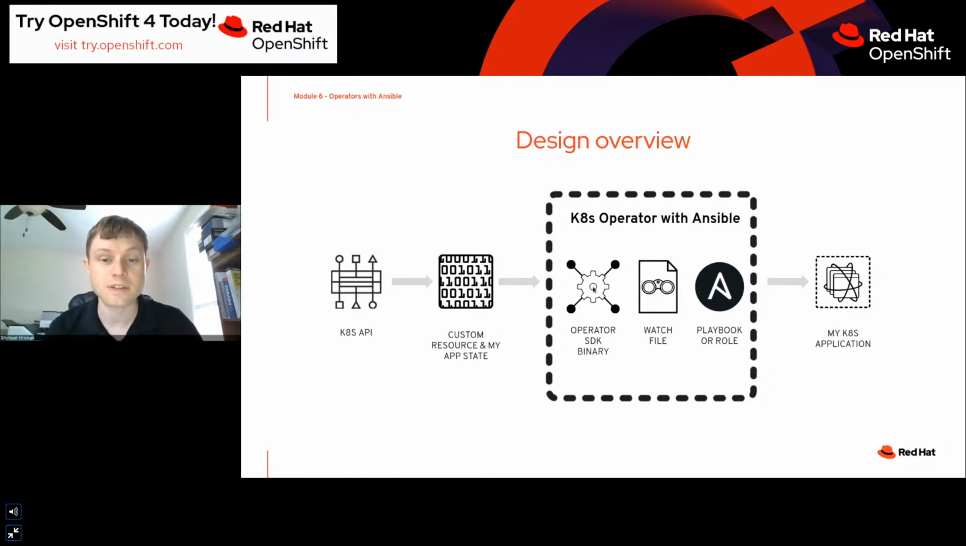It's going to look in this watch file. It's going to find in this file, which is a mapping of resources to roles, that resource, and notice that in that file it says for the memcached resource, here's a file path to an Ansible role, and it's going to run that role. And it will pass that entire custom resource into the role as input.